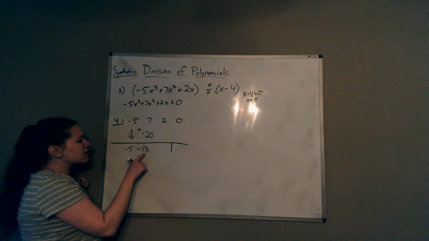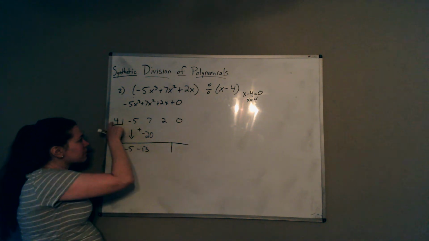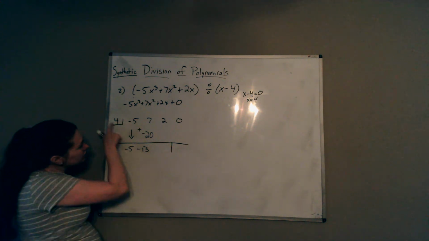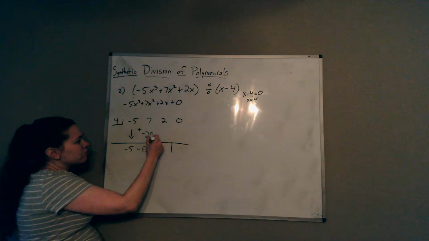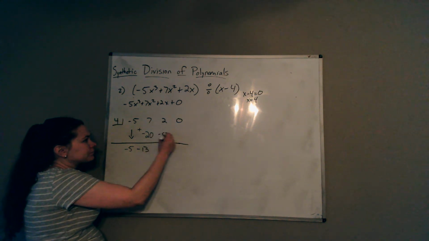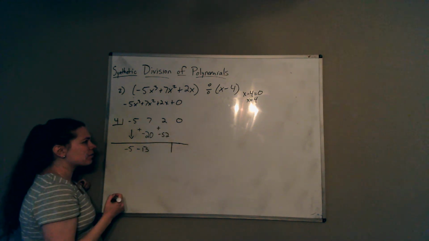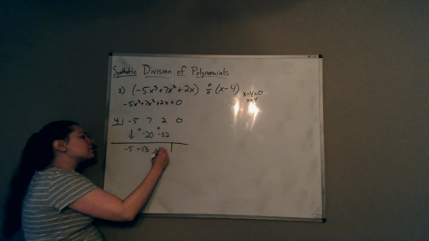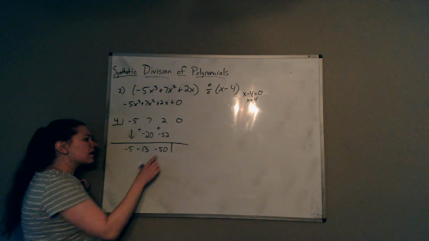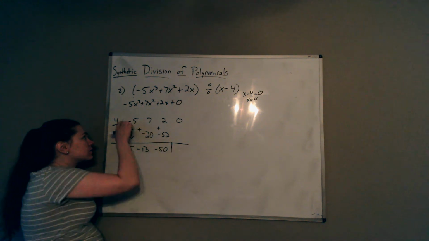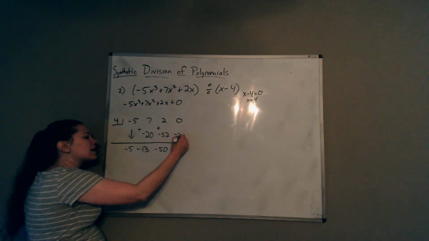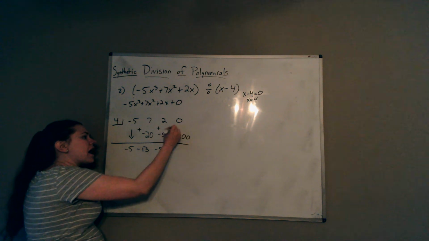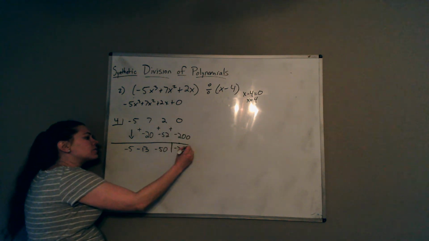So now you take negative 13 and you multiply it by the number right here. Negative 13 by this number would give me negative 52. And so now we add up the column. 2 plus negative 52 gives me negative 50. Negative 50 times 4 gives me negative 200. Add up the column, that gives me negative 200.